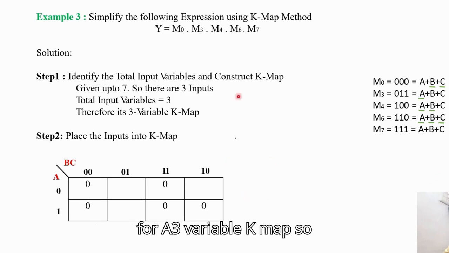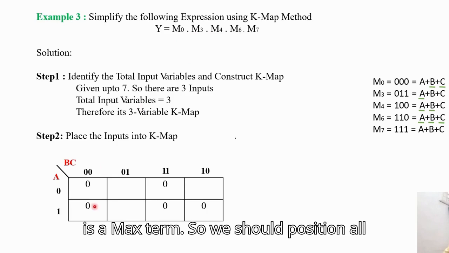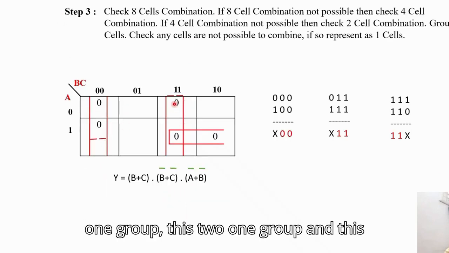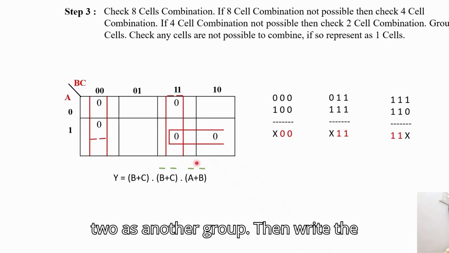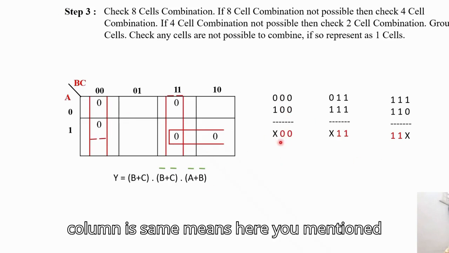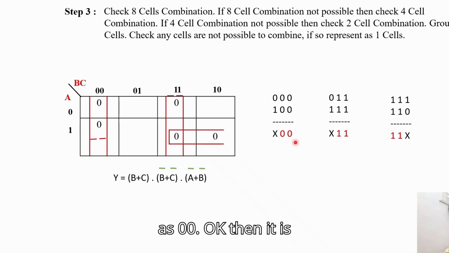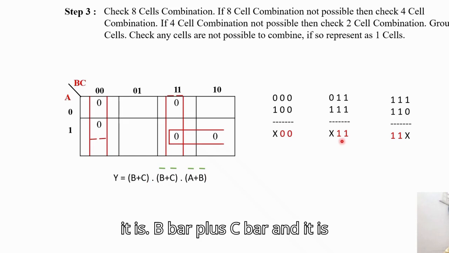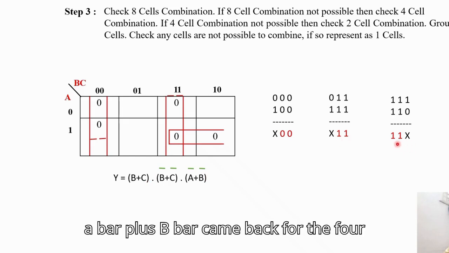Similarly, for a 3 variable kmap, 0, 3, 4, 6, 7. Capital M means it is a maxterm. So we should position all the zeros here. Okay, group that. So this 2 group, this 2 group, and these 2 as another group. Then write the equations. Here the same rule: if the column is the same, here we mention 0, 0. Okay, then it is B plus C. That's what is written here. Here it is B bar plus C bar. And it is A bar plus B bar.